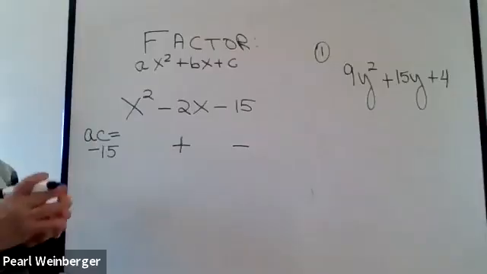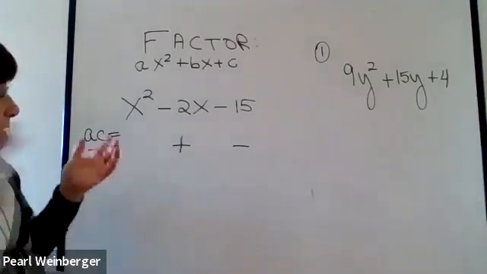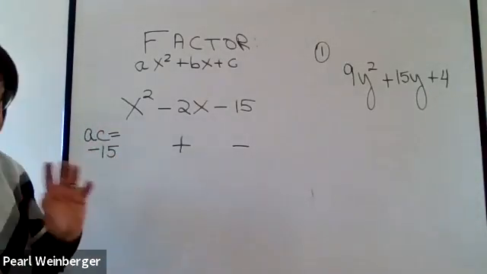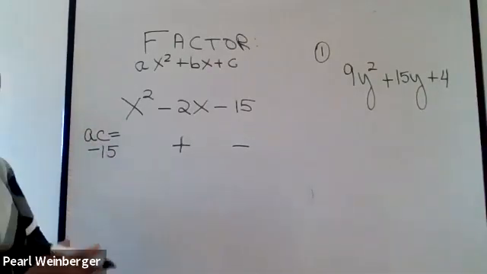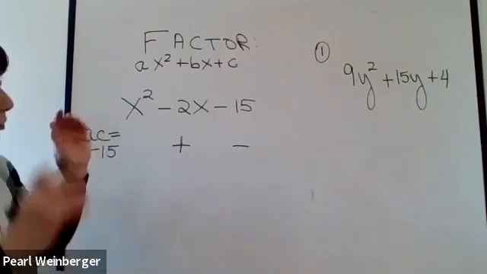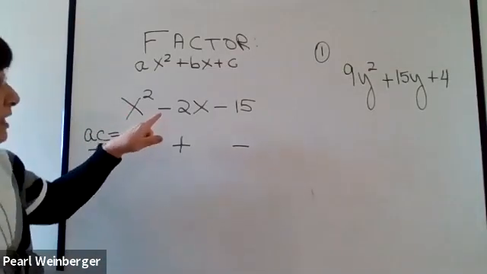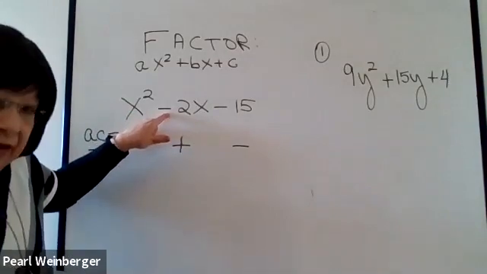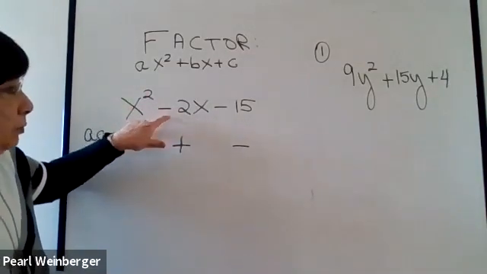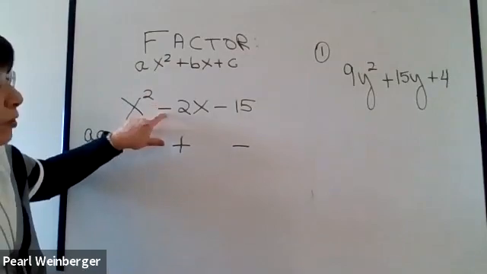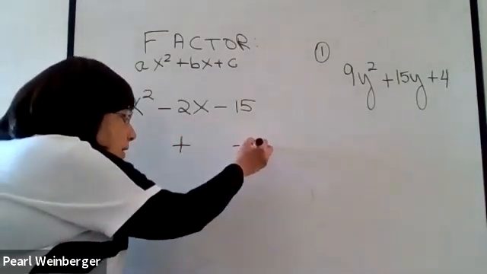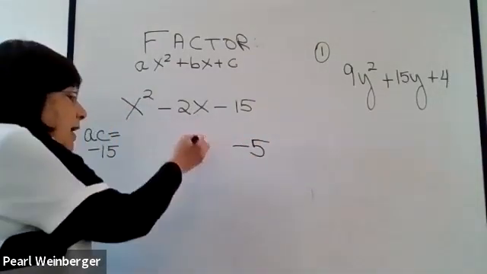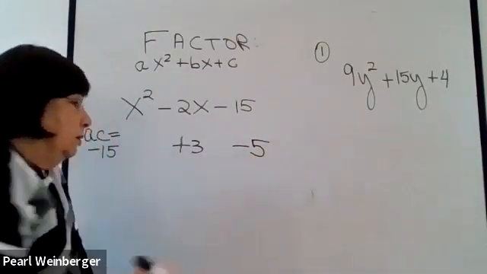Okay, it's 5 and 3. Let's just talk about the numbers and we'll talk about the signs. Obviously, it's 3 and 5 because 3 times 5 is 15 and 5 minus 3 is 2. But since that term is negative, the bigger number has to be the negative. So I'm going to make it a -5 and a +3.